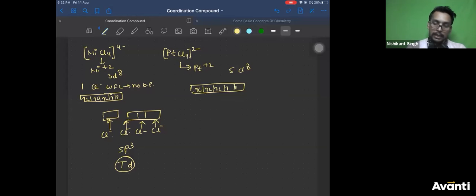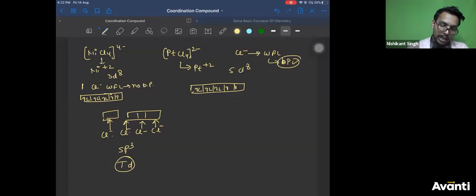Right? But Cl- here will not be a weak field ligand. Here Cl- will act as a strong field ligand. Or if you say Cl- is a weak field ligand, but will back pairing take place? Yes. Back pairing takes place.